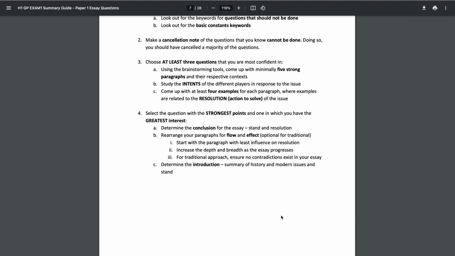For those of you doing the TEL traditional approach, make sure your flow is not contradictory, like I said just now. And then the introduction, least important thing: just look at it as what is the history behind it, what's the modern issue, and of course state your stand and what you're discussing.